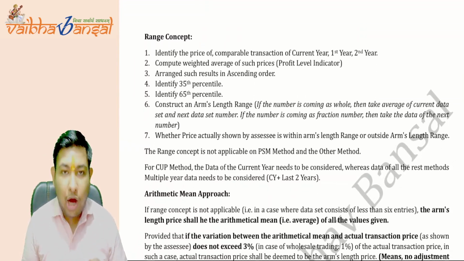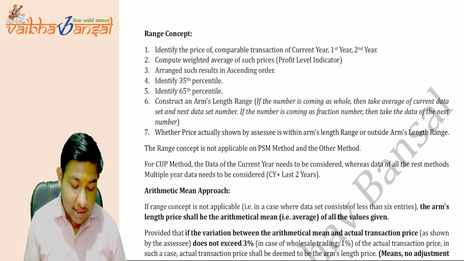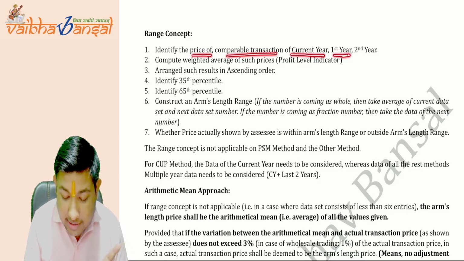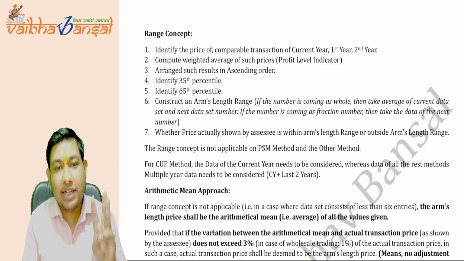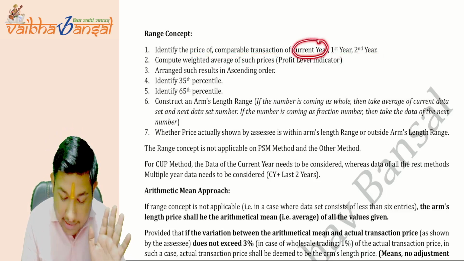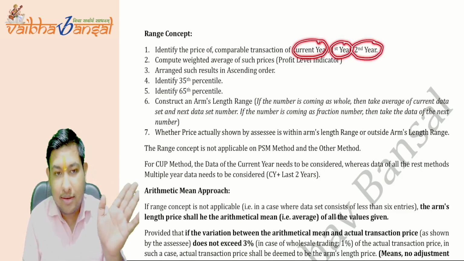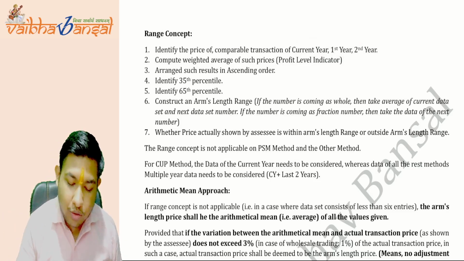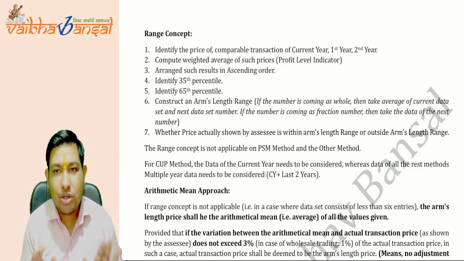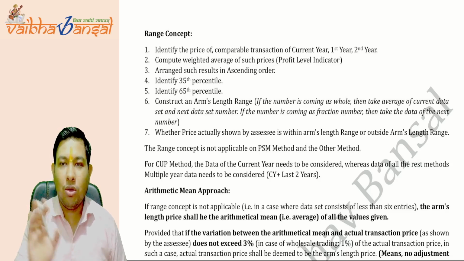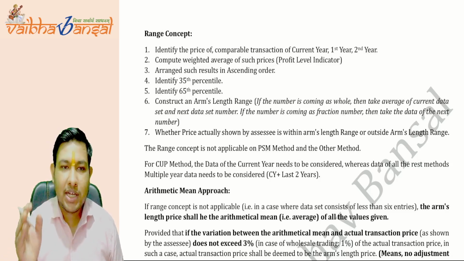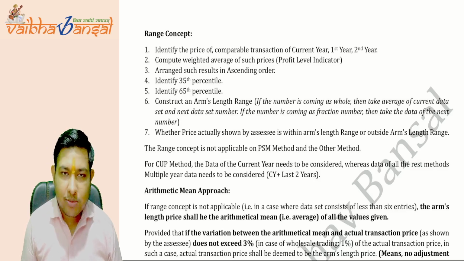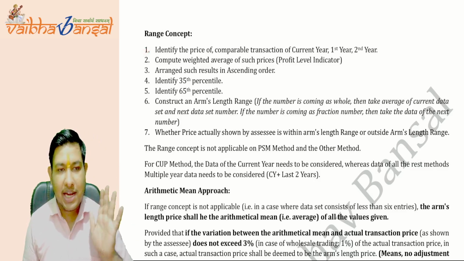Okay, now how will we compute the range concept? See, first identify the price of comparable transactions of the current year, last year, and the year preceding last year. We have to take the data of 3 years. If all these three years' data are not available, then you will take all the data that is available. If all three years' data is available, then you will take all 3 years. If it is only available for 2 years, then you will take 2 years. Is this point clear? Now first take all the prices that have been given.